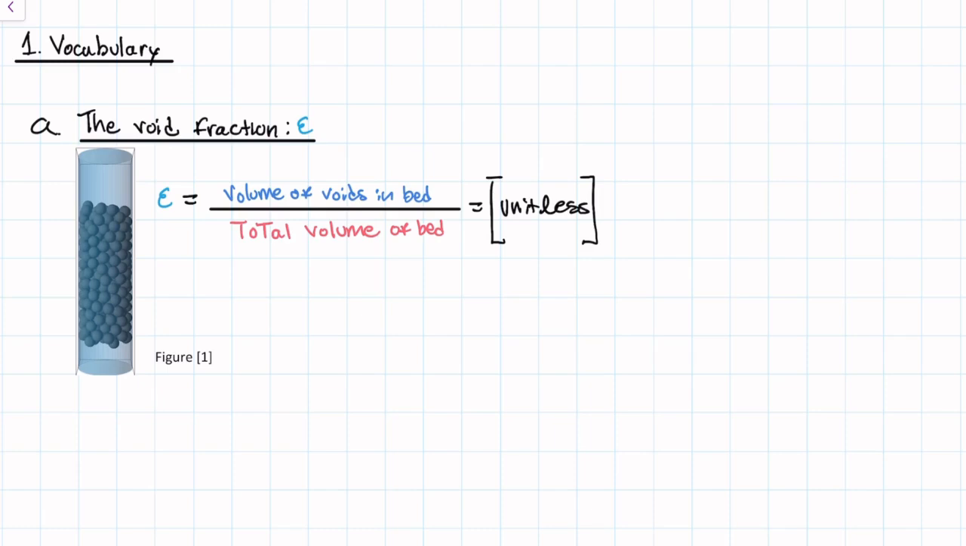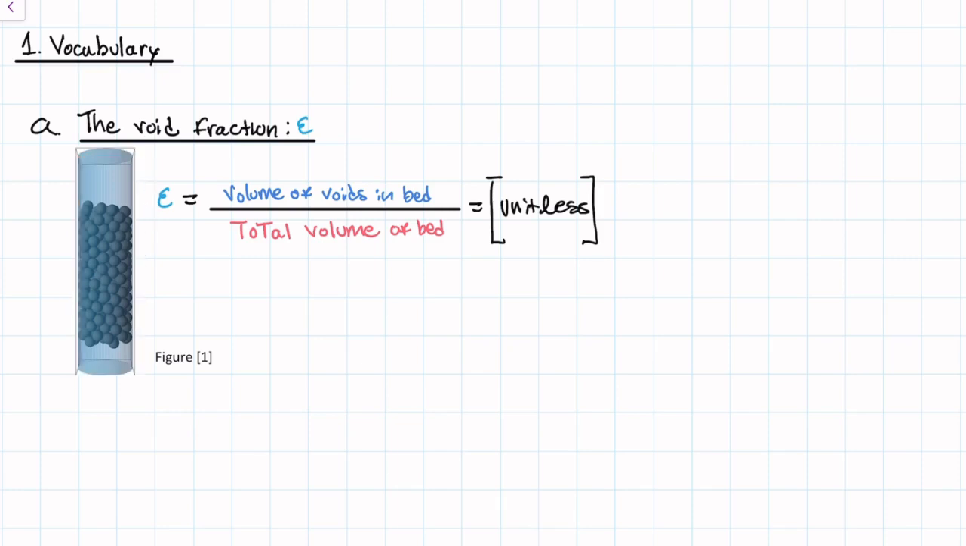So the first term we're going to define is the void fraction. The void fraction is defined as the volume of voids in the bed divided by the total volume of bed. So the volume of voids in the bed, that's essentially this here. The volume that is not taken up by particles. So what's the free volume, the void volume, the volume that isn't taken up by anything? That's the numerator here. So that's the volume where nothing is actually present. And then the total volume of the bed is more straightforward. It's just the entire volume here of the bed.